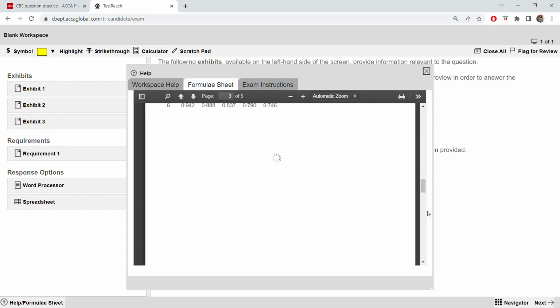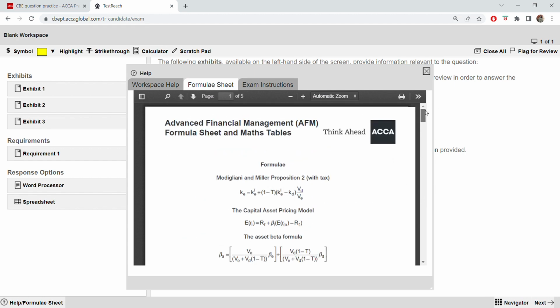Now go to the formula sheet. You have been given a formula sheet. This is basically helpful for your AFM and ATX. You do not need it for SBR. There's no formula as such.